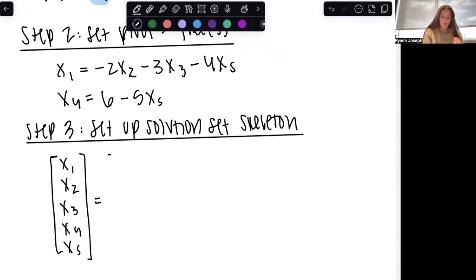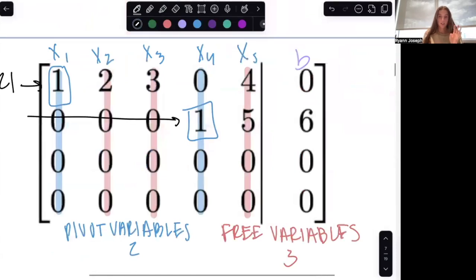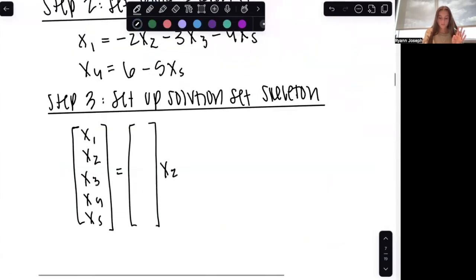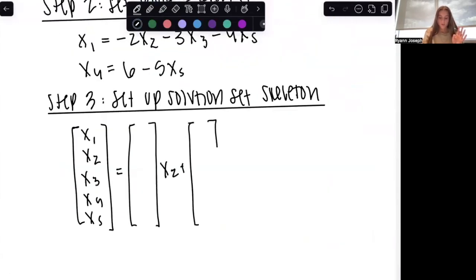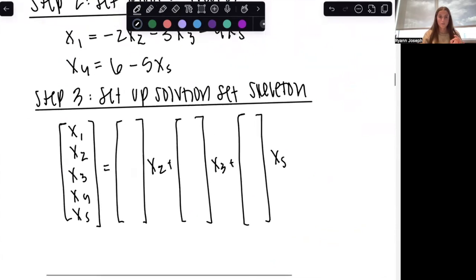So I'm going to do this. Every free variable, remember our free variables are x2, x3, and x5. So x2, x3, and x5. There's going to be a column for every single free variable.